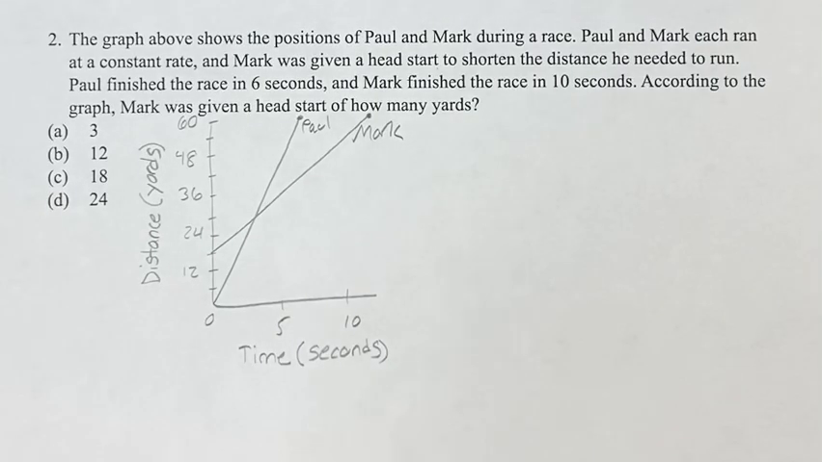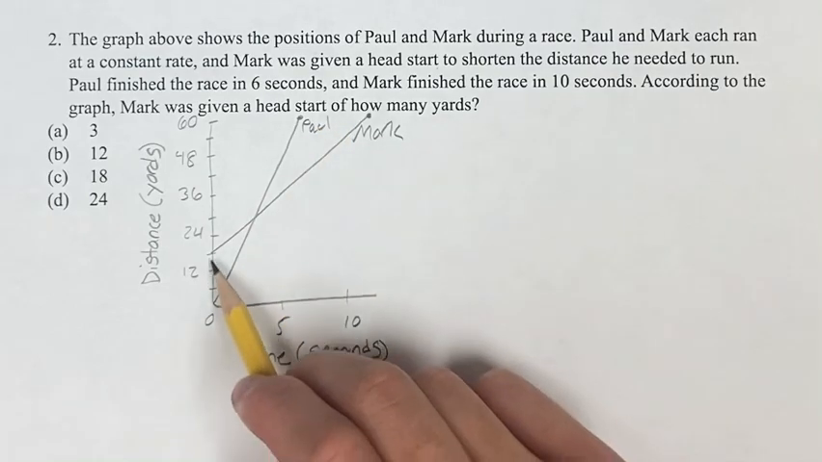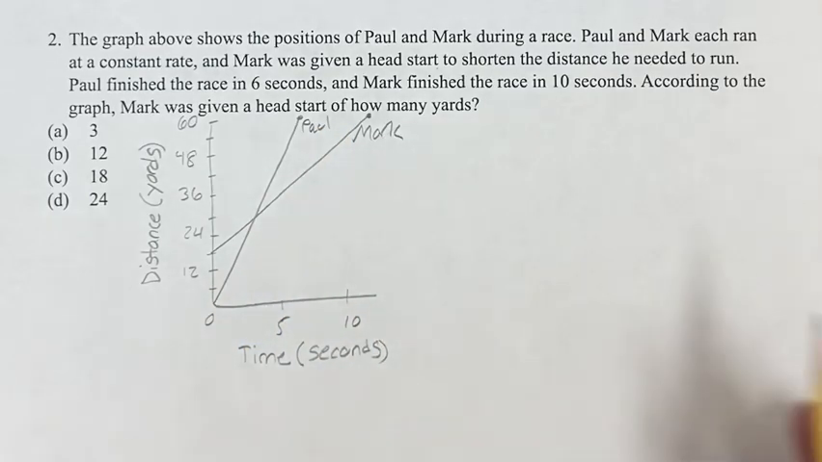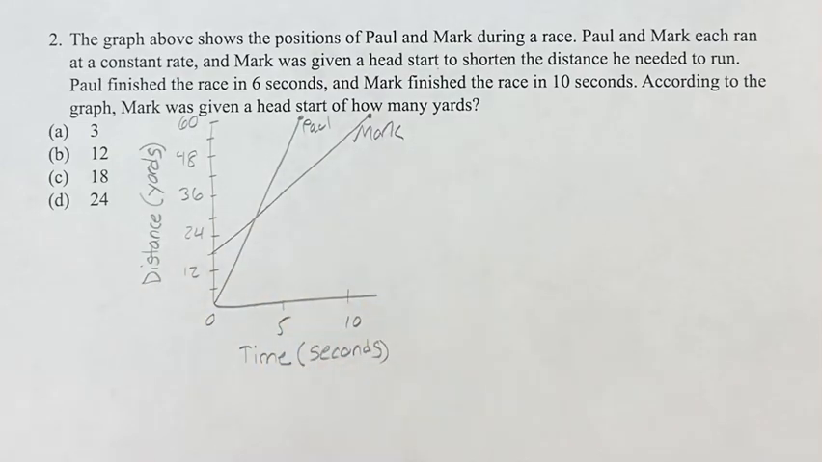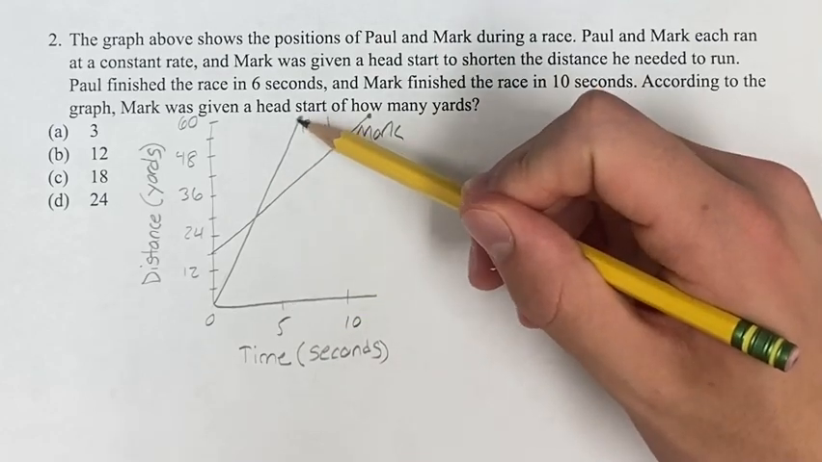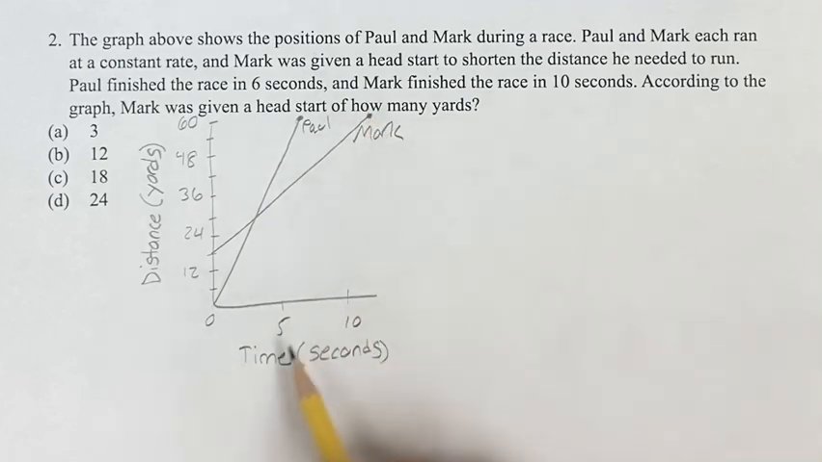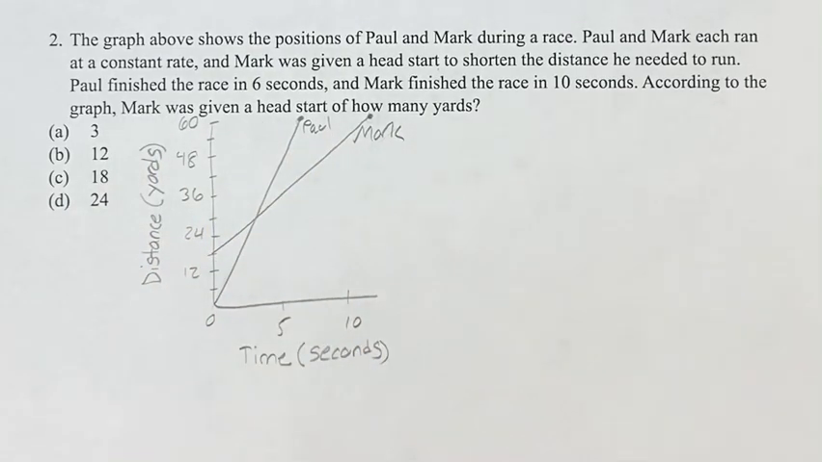In this problem, we're given a graph showing the positions of Paul and Mark during a race, where they're both running at a constant rate, and Mark was given a head start to shorten the distance he needed to run. Paul finished in 6 seconds, which correlates with this point right here at the end, and Mark finished at 10 seconds, finishing over here, since the x-axis is marked by time. According to the graph, Mark was given a head start of how many yards?